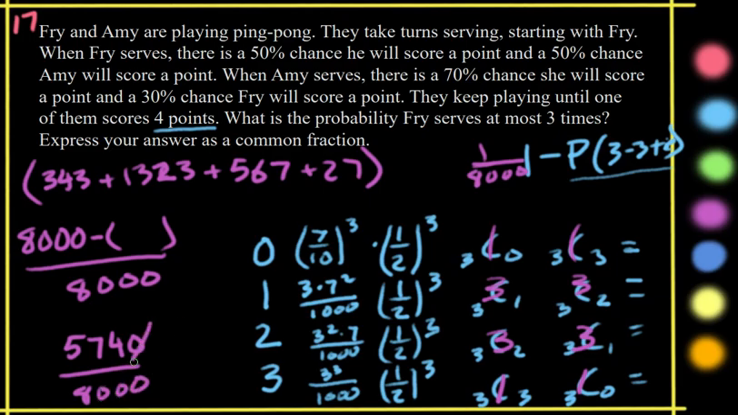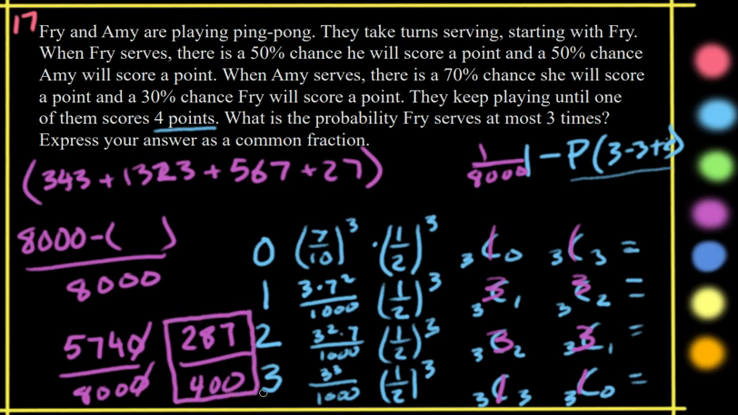Now you can obviously cancel a 10. You've got to put this as a common fraction, and then you can cancel 2 again. So this is going to be 287 divided by 400. And 400 just has prime factors of 2 and 5, and 287 is not divisible by either one of those. So this is going to be our final answer in simplified form, 287 over 400.